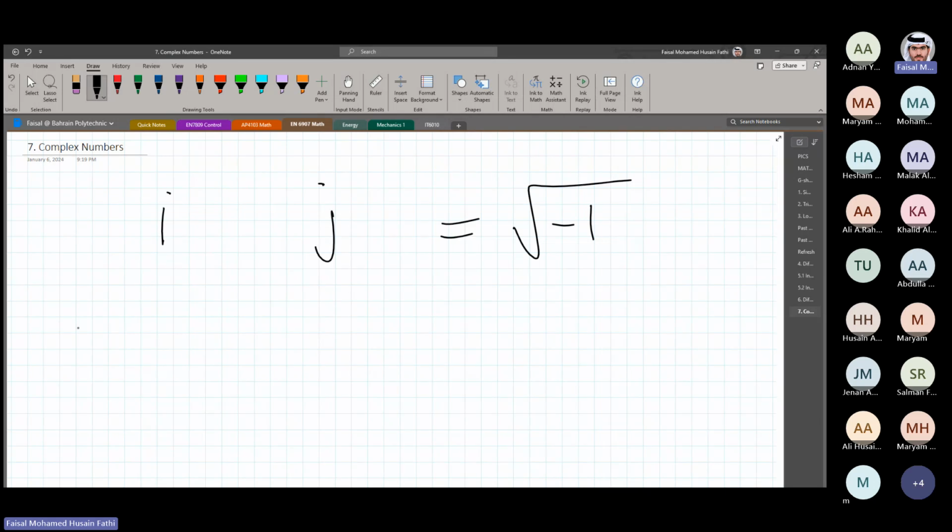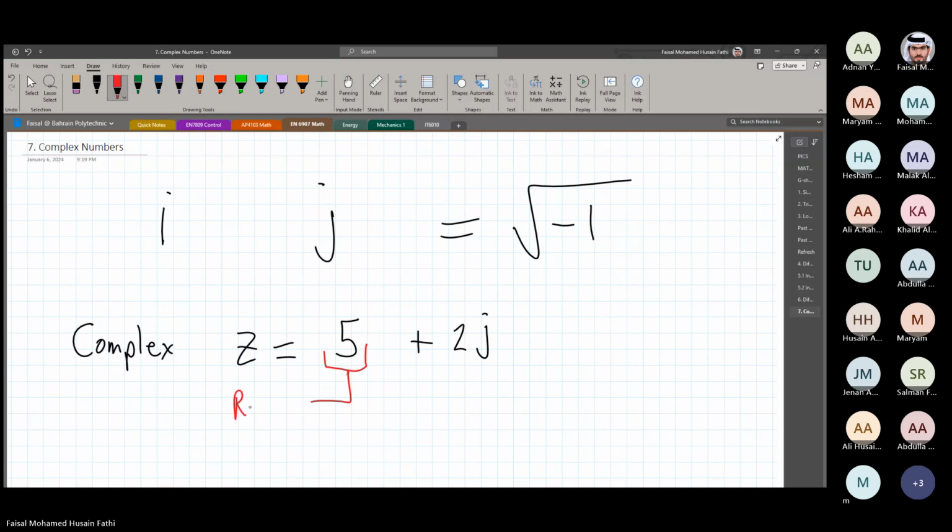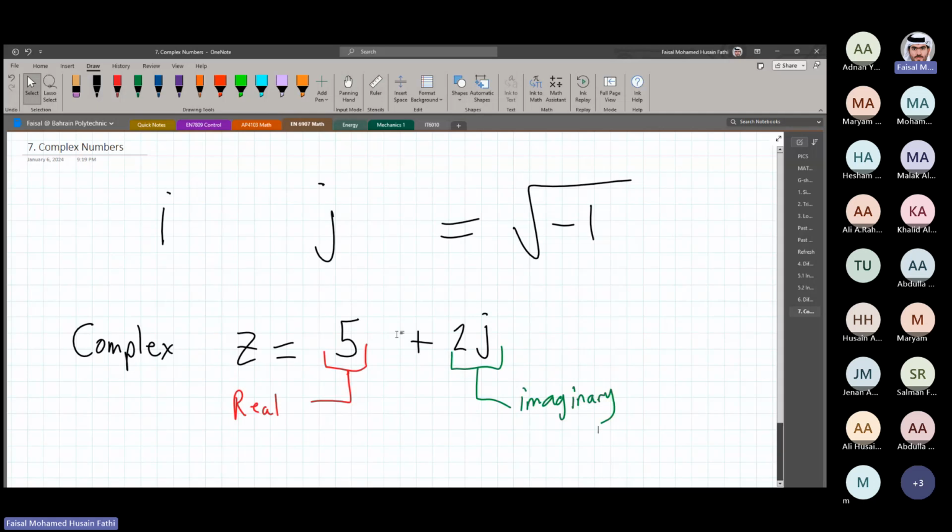Usually a complex number, if you remember, has two components to it. A complex number, let's call it Z, will have a real part, for example, 5 plus J, or plus 2J. So this is the real part, and this is the imaginary part. This is what a complex number basically is. That's it. This is the whole idea of a complex number.